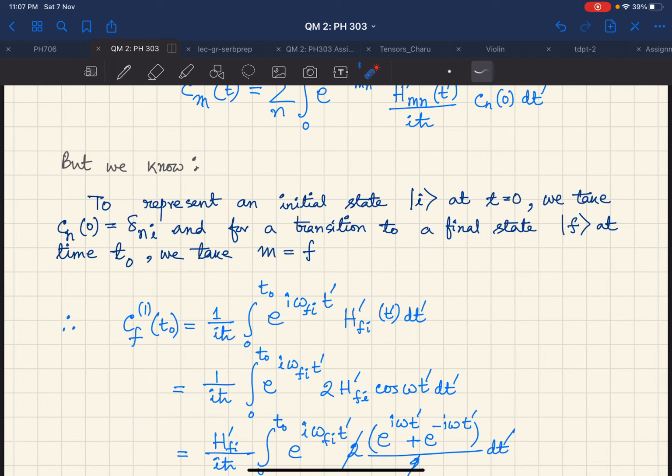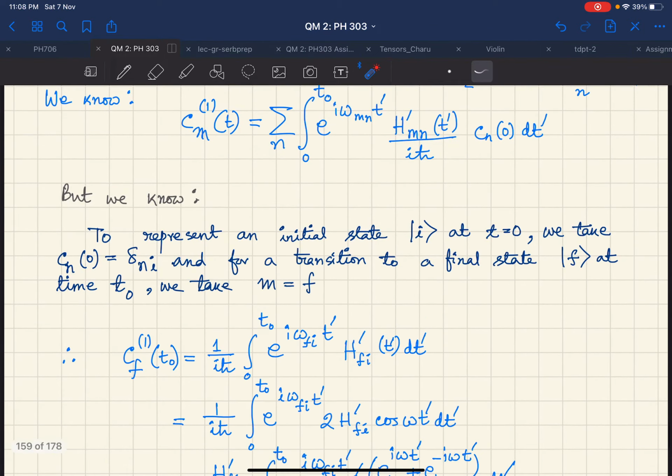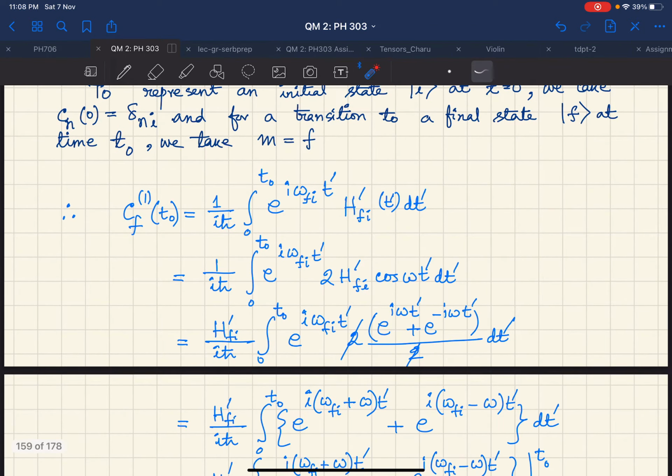So now I simply replace this h prime_fi, which is a function of t prime, by the form of the perturbation, which is 2h prime cosine omega t, where h prime is some function which is time independent. So I replace this 2h prime_fi cosine omega t prime, and then I do this integration, which is very easy to do simply because this cosine omega t prime I can break as e to the i omega t prime plus e to the minus i omega t prime divided by 2.